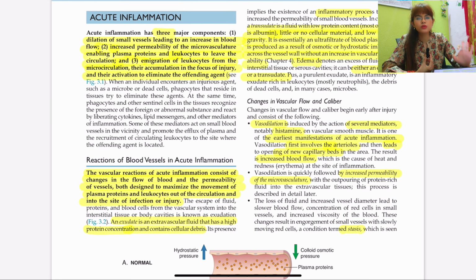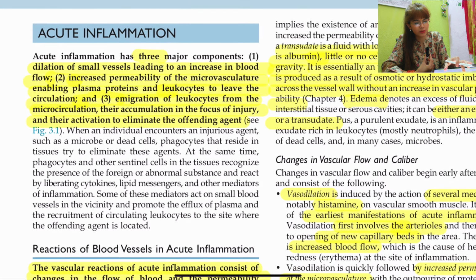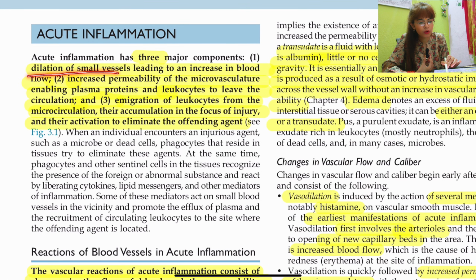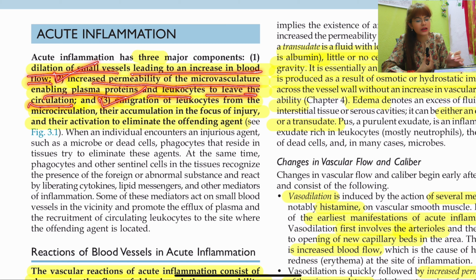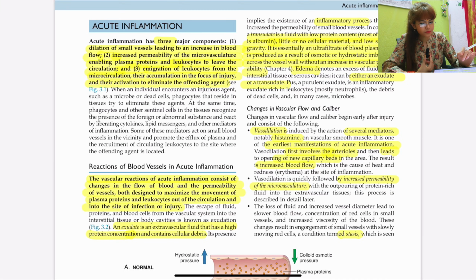Now coming to acute inflammation, from here the important part starts. Acute inflammation has three components. Number one, dilatation of the small vessels leading to an increase in blood flow. Number two, increased vascular permeability of the microvasculature, enabling plasma proteins and leukocytes to leave the circulation. Number three, emigration of leukocytes from the microcirculation, their accumulation in the focus of injury, and their activation to eliminate the offending agents.